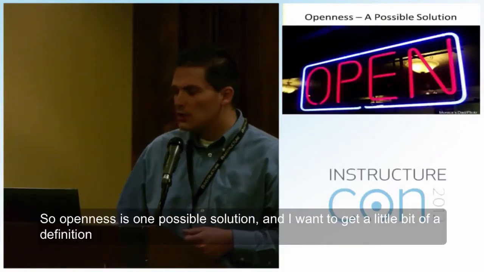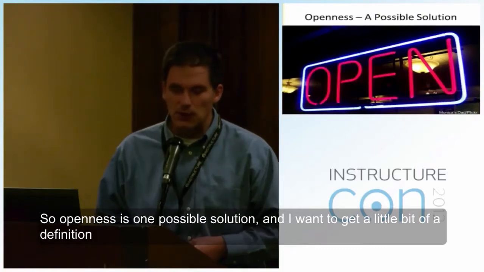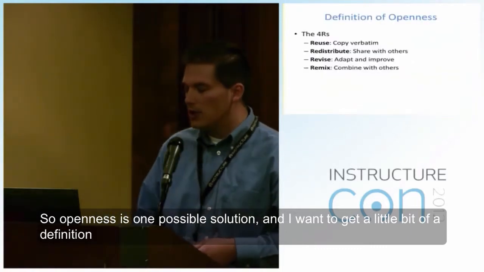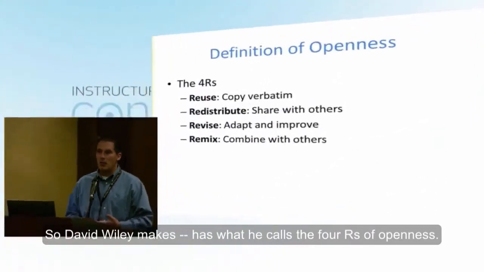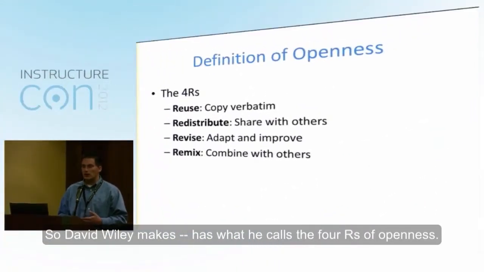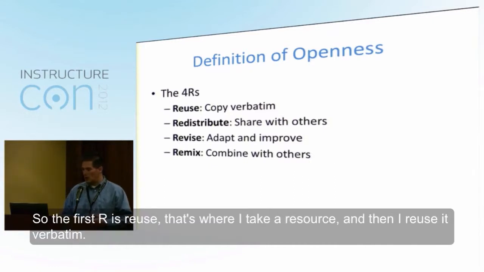So openness is one possible solution, and I want to get a little bit of a definition down when we talk about openness. So David Wiley has what he calls the 4 R's of openness. So the first R is reuse. That's where I take a resource and then I reuse it verbatim.